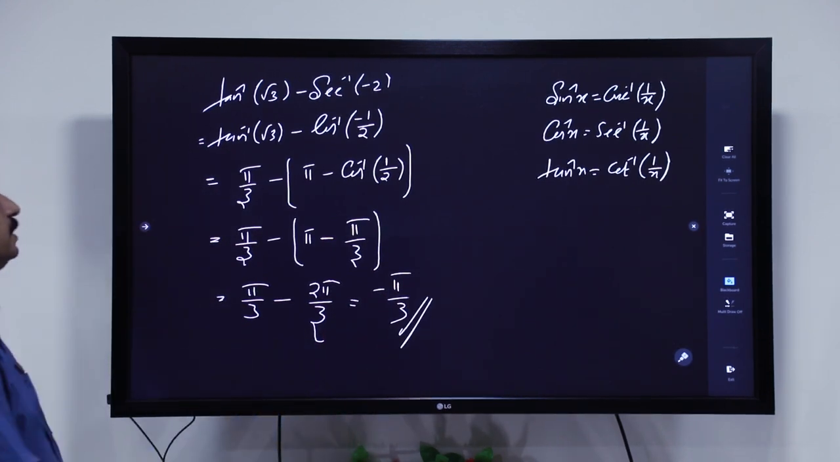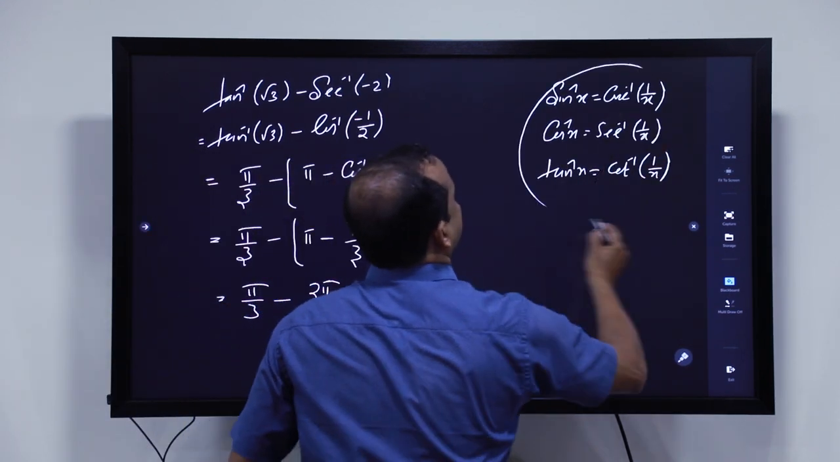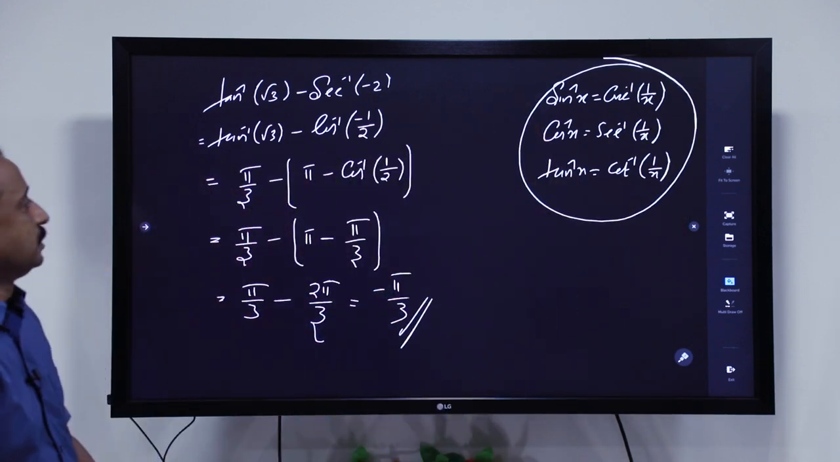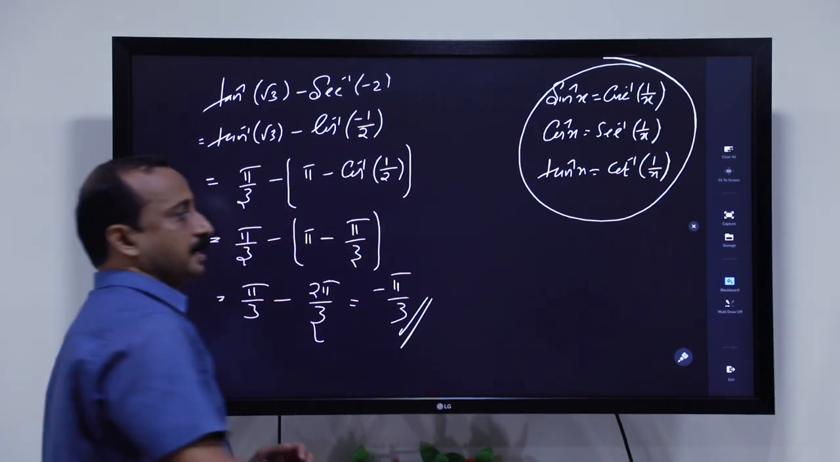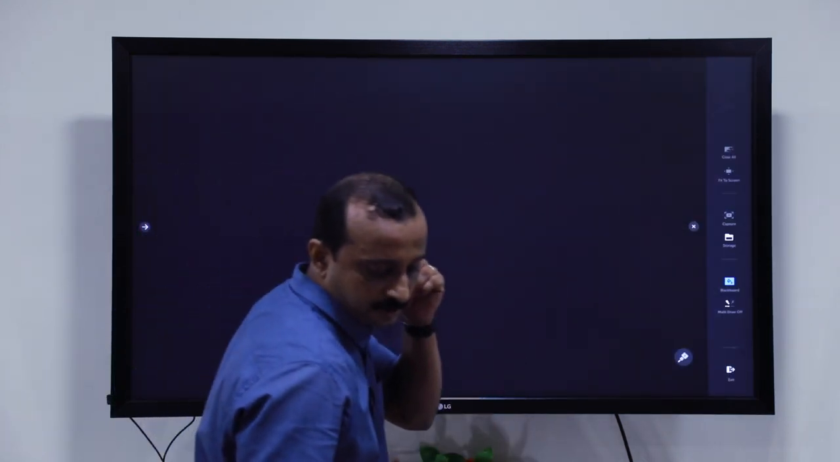The value of tan inverse root 3 minus sec inverse minus 2. The answer is minus pi by 3. Remember this result by heart also. Okay. So, tan inverse root 3 minus sec inverse minus 2, the answer is minus pi by 3. Okay. I'll do one more question similar to this type.